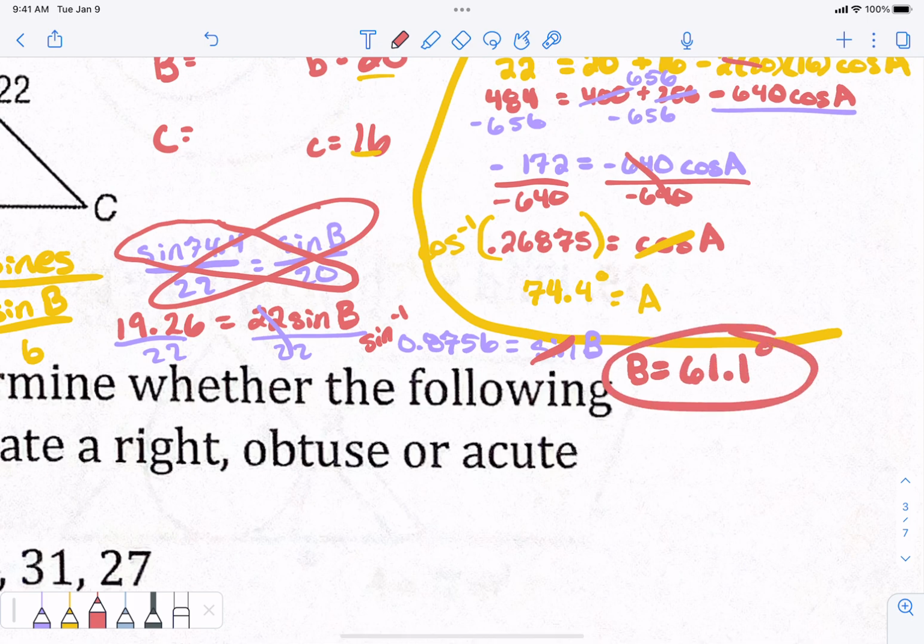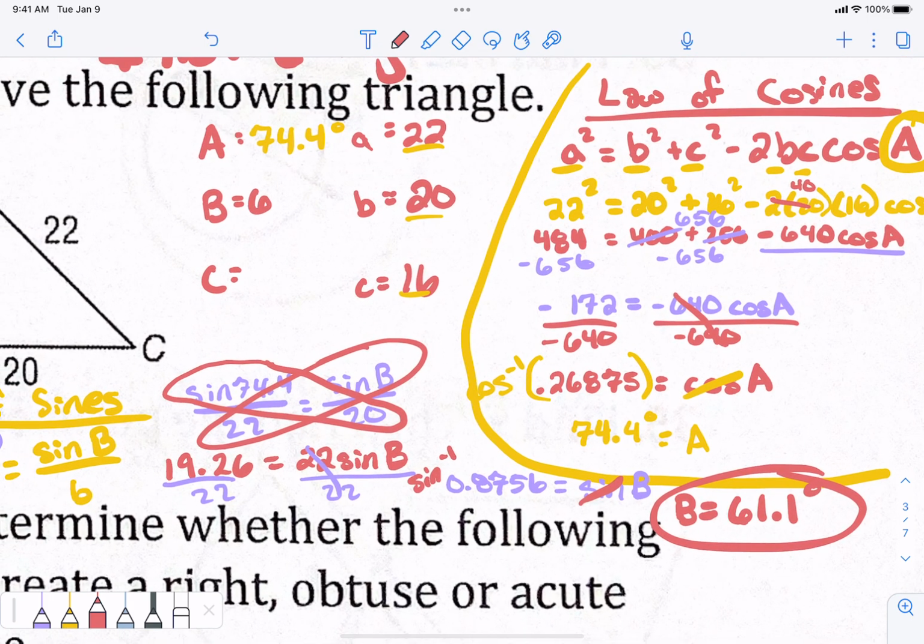61.1 degrees is what B will be. And now don't be silly. Add these two together and subtract from 180 to get this last one. Okay, we're thinking smarter, not harder. So plus 74.4, and then I'm going to subtract that from 180. And I got 44.5 degrees. Okay, this is solving your triangle.